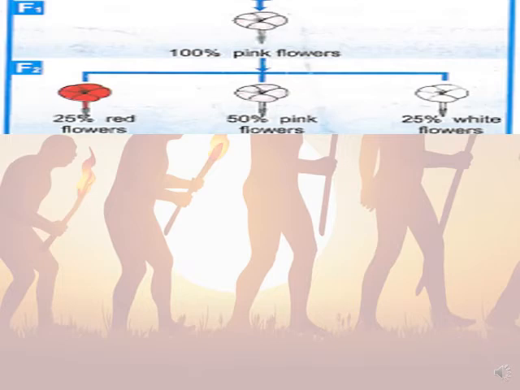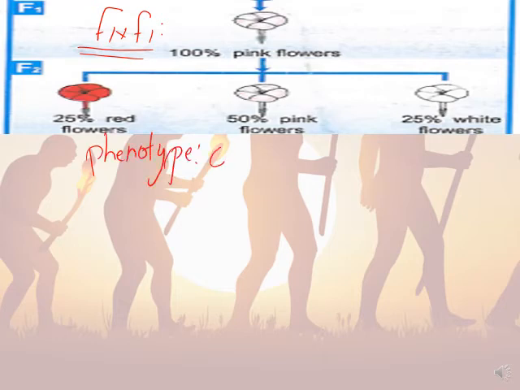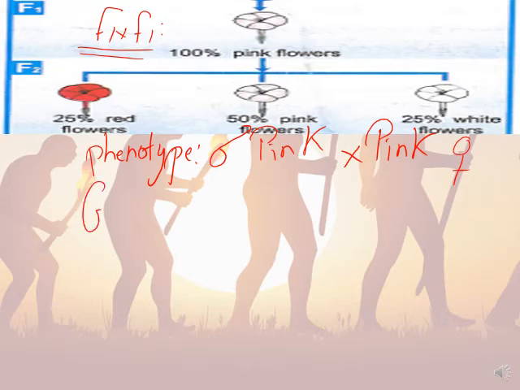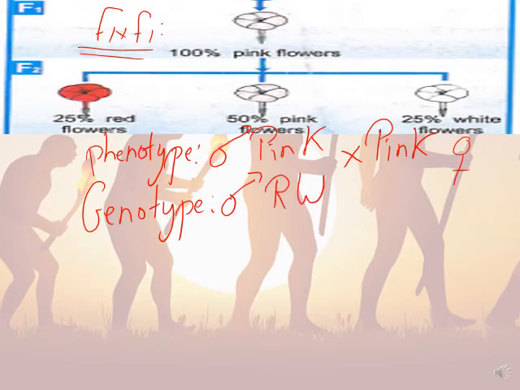Upon crossing F1 with F1, what do we call it? The selfie cross. So F1 crossed with F1. Let's start first with the phenotype of the parents. So phenotype, male and female: they have pink crossed with pink. Okay, so here we have the genotype. In the male, we have R capital, W capital crossed with R capital, W capital.